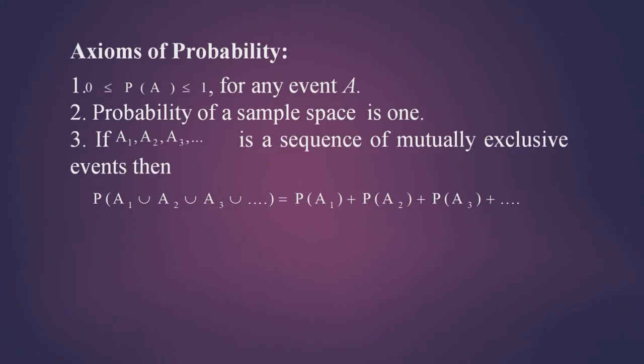So, let us consider the third axiom here. It says that there are mutually exclusive events A1, A2, A3. So, infinite number of mutually exclusive events. So, the probability of A1 union A2 union A3 union, and it will continue, will be the sum of the individual probabilities of A1, A2, A3 and so on.